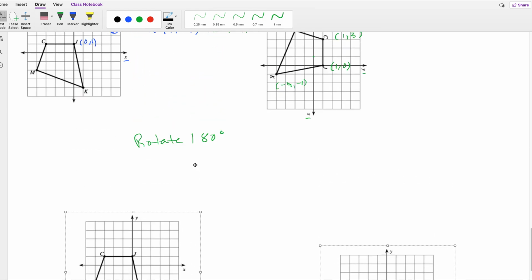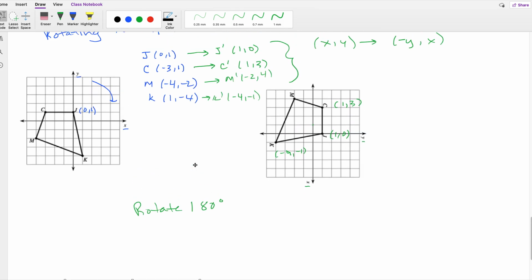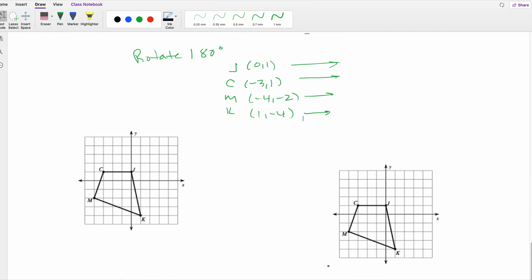So same thing, let's take our original points. I'll just copy them again. So J, C, M, K. So we have 0, 1, negative 3, 1, negative 4, negative 2, and 1, negative 4. And now we'll do our 180-degree rotation and see what happens with those points.